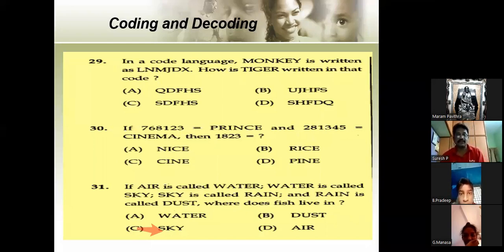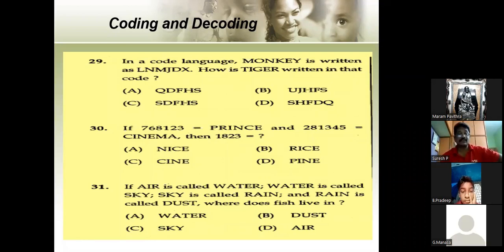Air is called water. Water is called sky. Sky is called rain. And rain is called dust. Where does fish live? This is very, very important. So air is called water, water is called sky, sky is called rain, and rain is called dust. Generally, the fish lives in water. But air is called water. Clear?